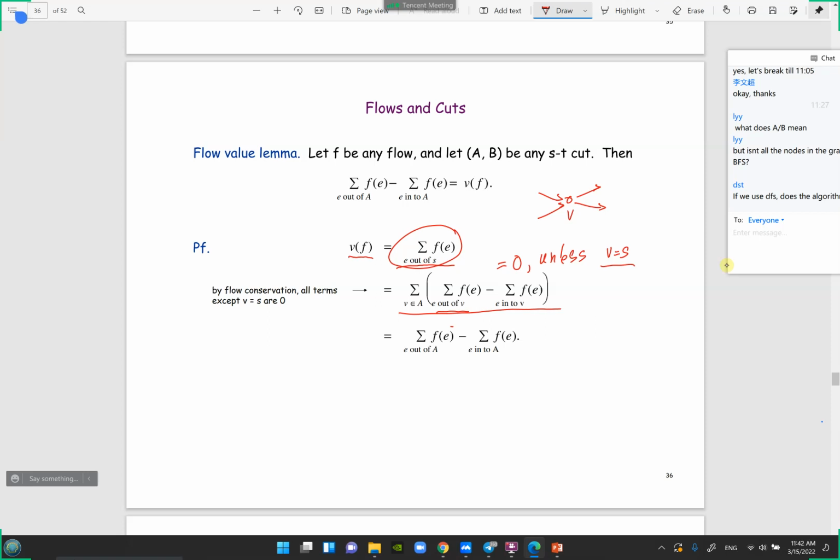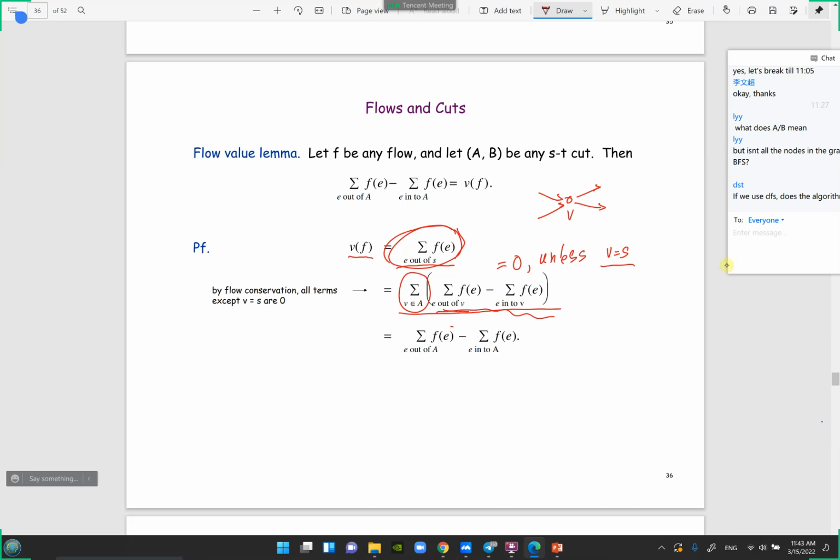And we know that S is part of A. So when you sum up over all of the nodes of A, all of these terms are going to be 0, except for the V equals S term. And for the V equals S term, you get this thing over here, because you don't have any flow going into S, you only have flow coming out of S.